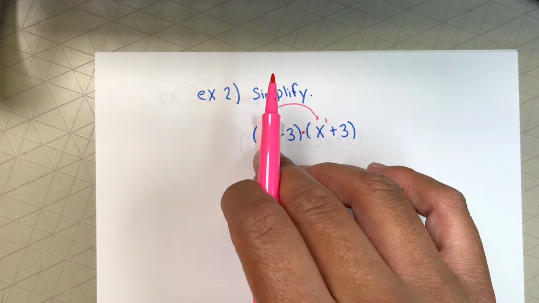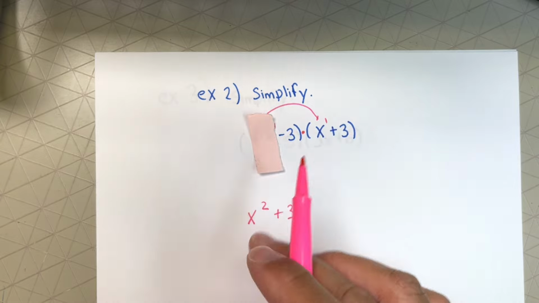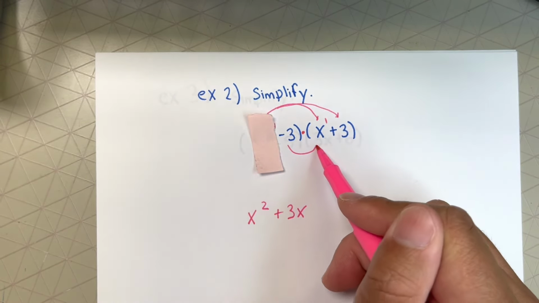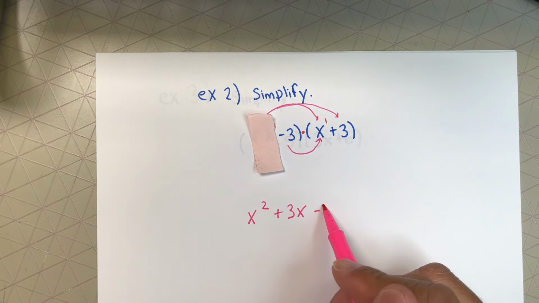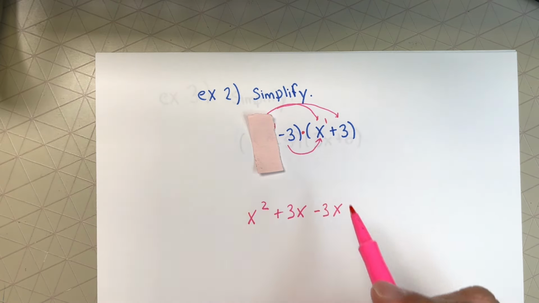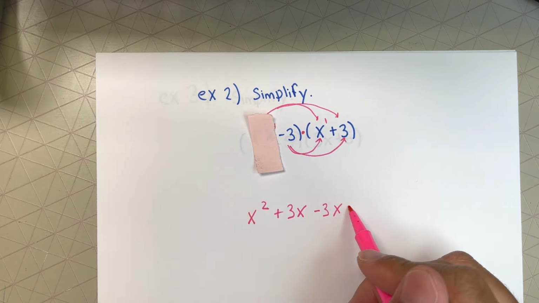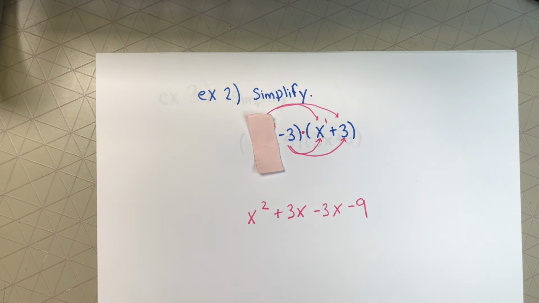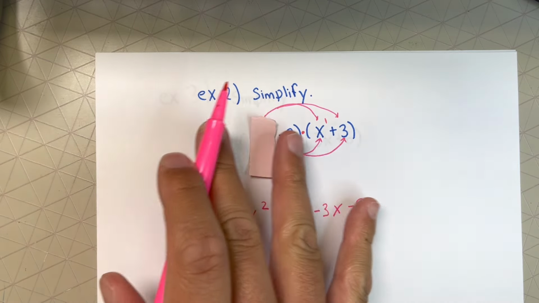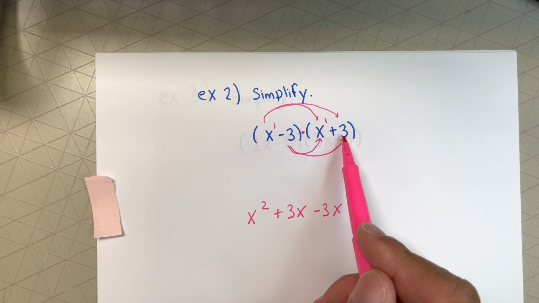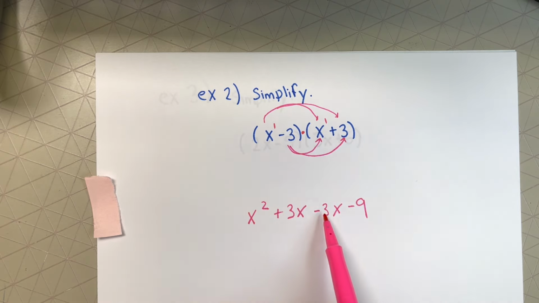Now once I'm done, I'm going to cover up the first term. I'm going to focus on -3. And it's going to be -3 times x, which is, again, stick them together because they're the same term, so it'll be -3x. And then -3 times +3 is going to be -9. Now, once I multiply everything out, you're going to notice I have x^1 times x^1 is x squared, x^1 times 3 is 3x, -3 times x is -3x, -3 times 3 is -9.